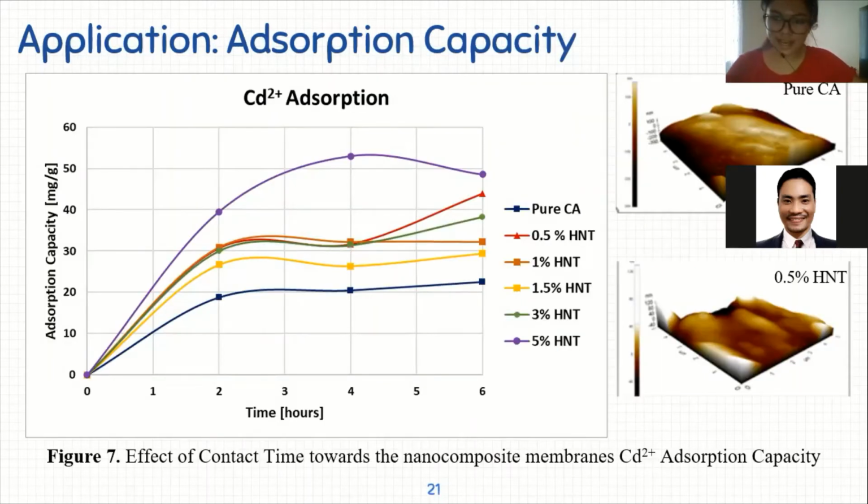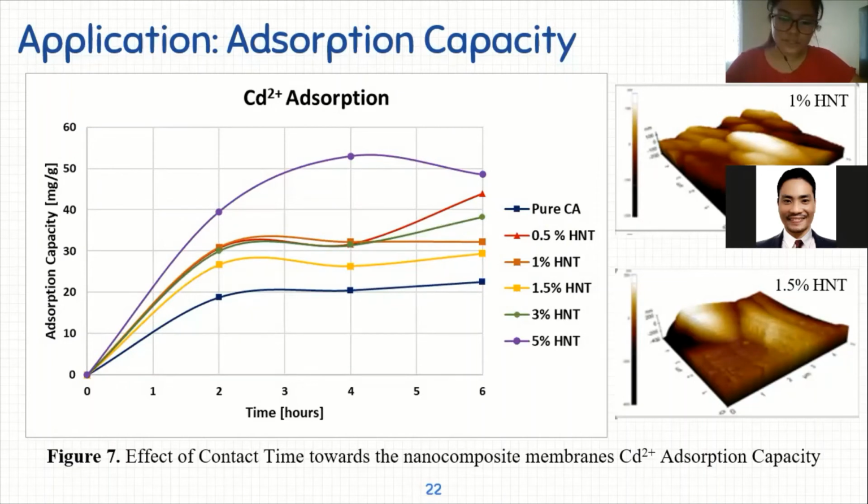So for pure CA, as I mentioned earlier, it was the smoothest relative to the other membranes. It made sense that it yielded the lowest adsorption capacity. For 0.5%, there's a significant increase compared to pure CA due to the peaks and valleys. What happens is when there are peaks and valleys, the fluid from our heavy metal aqueous solution can be entrapped there. And once that fluid is trapped within each valley, there's better retention time for our cadmium ions to interact and adhere to our membrane surface.